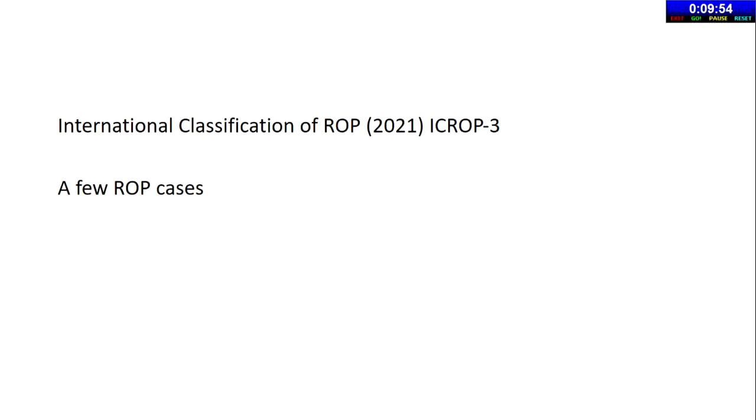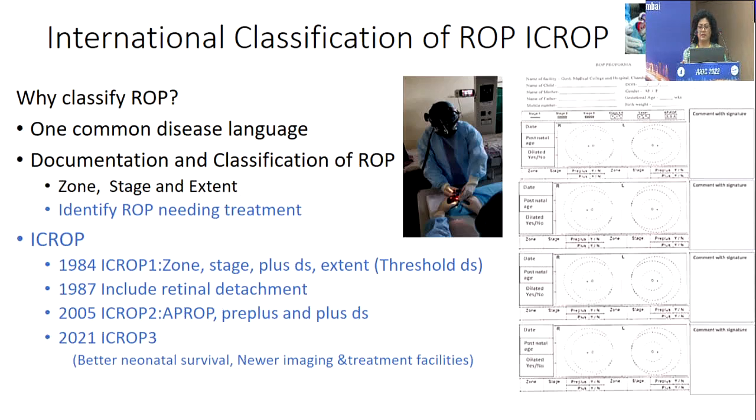Now I'll be talking about the latest classification, which was given in 2021, and a few ROP cases along with the classification. So why do we want to classify ROP? That is to give one common disease language so that we can classify, document, and identify ROP needing treatment. The first classification was given in 1984, which classified ROP on the basis of location and extent of ROP. In 1987, retinal detachment was included in the same classification.